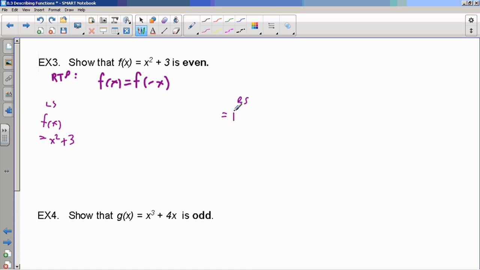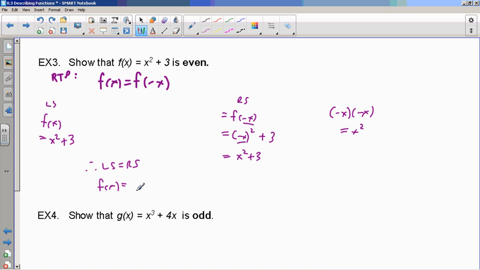So the right side is f at minus x. So what do I want to do here? I want to take out the x and put in minus x. Right? Take out the x and put in minus x. Well, negative x squared is negative x times negative x. So therefore, the left side is equal to the right side, and I've got f at x equals f at negative x. And as soon as I've shown that, I can say, therefore, f at x is even.